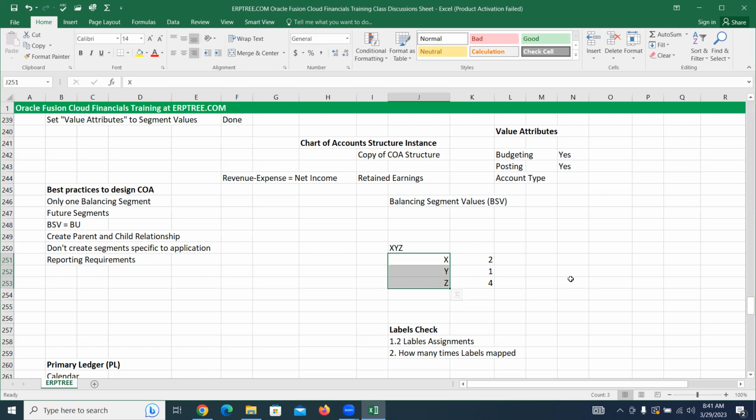What is that? Each one has only 1 branch. So how many business units naturally? 3. Now, what is the difference between this case and this case? This 3 has 1 branch. Each one of these has 2, 1, 4 branches. What is the difference you find with respect to business units?